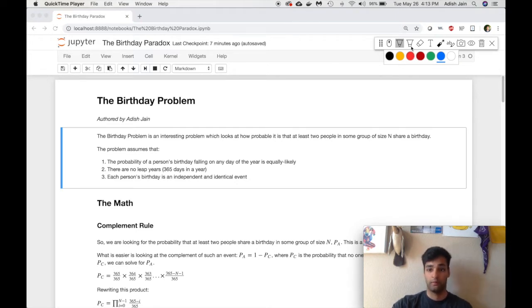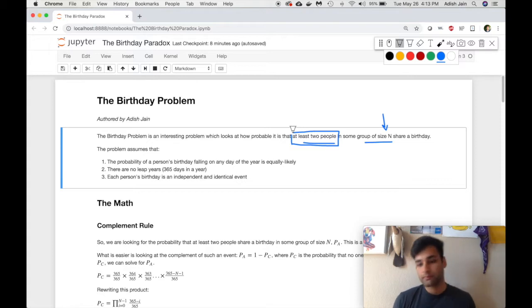Formally, what the birthday problem is asking us is, in a group of n people, what is the probability that at least two people in that group share a birthday? So you can imagine the setup is that you're at some birthday party, and there's some number of people there, and what you're looking for is the probability that at least two people in that group share a birthday, okay?